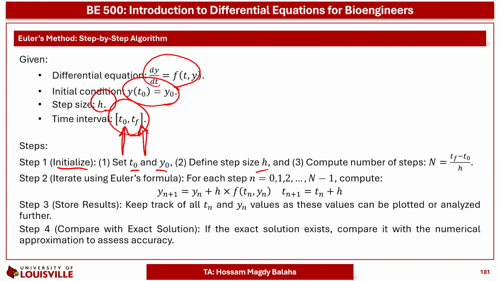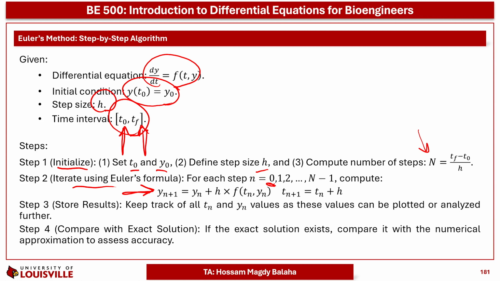It will be n equals 5. So with that, we will need to compute the Euler formula 5 times. After that, in the next step, we will iterate using the Euler formula, which is here, for each step from n equals 0 until we reach n minus 1. And we start by 0 here because it will be the initial value or the initial condition.